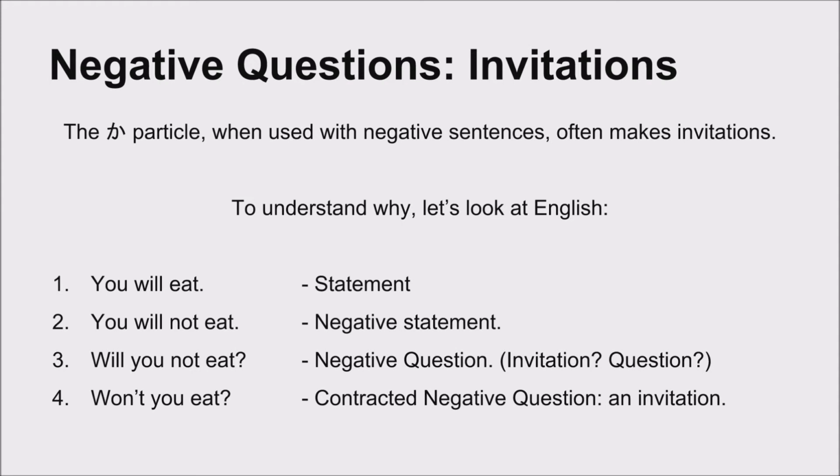If we actually just crunch will and not together and we say, won't you eat? Once again, that's actually more of an invitation than number 3 is. English has this weird thing going on between number 3 and number 4. It's a contracted negative question, and probably 80% of the usage of number 4 would be an invitation. So hopefully you see that even in English, when we make negative questions, they just somehow become invitations. It's an odd thing that happens, but it happens in English just as much as it does in Japanese.